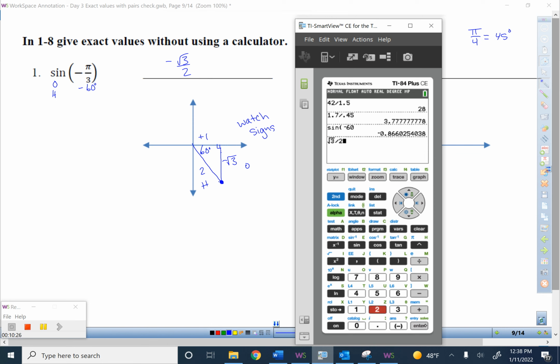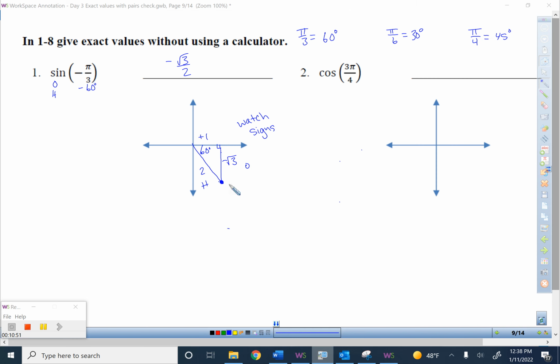And I missed my negative, so just matching it negative, and you'll notice those numbers match. Okay, so this is the exact version, which is what it's asking for. All right, next up, same process.